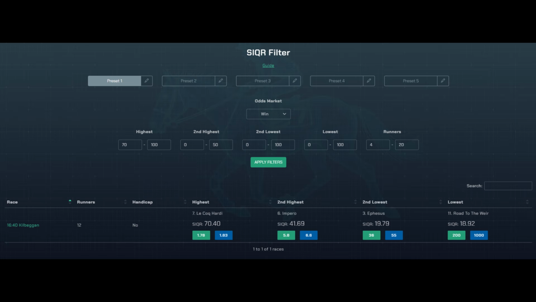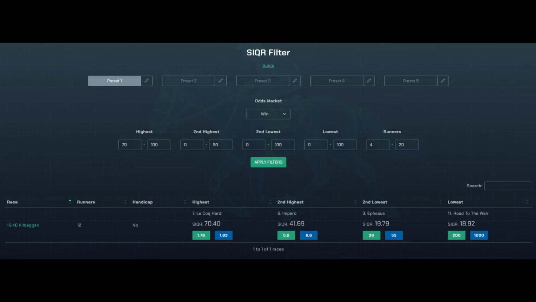The SIQR filter isn't designed to find a bet, it's designed to find a situation. Because over the long term, successful trading isn't about finding one magical horse, it's about repeatedly finding the same situations you've historically performed well in. That's what professionals do. They don't chase races, they build processes, they build filters and they build systems. And they let the data do the heavy lifting.